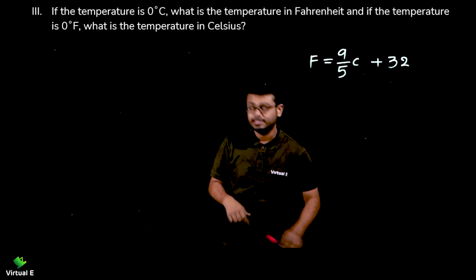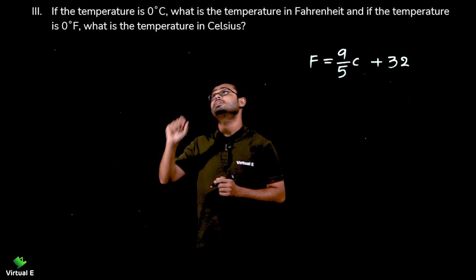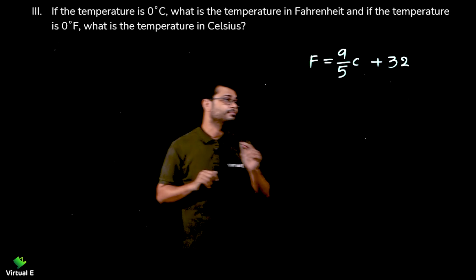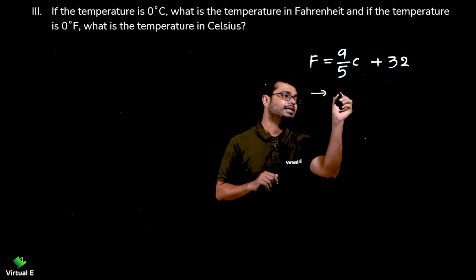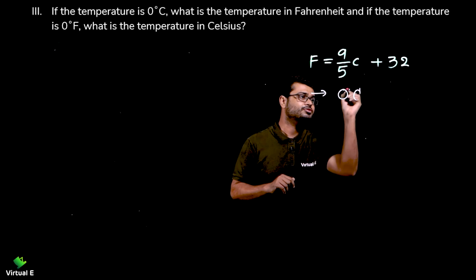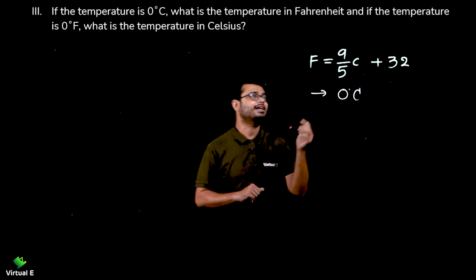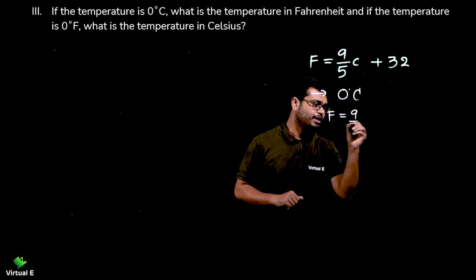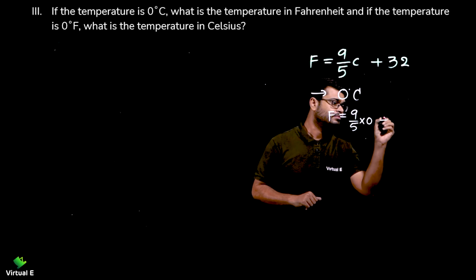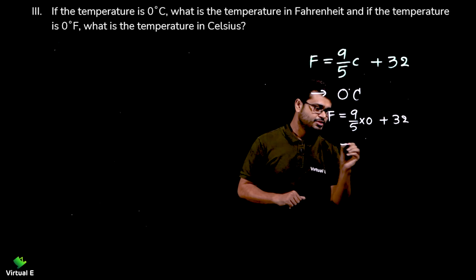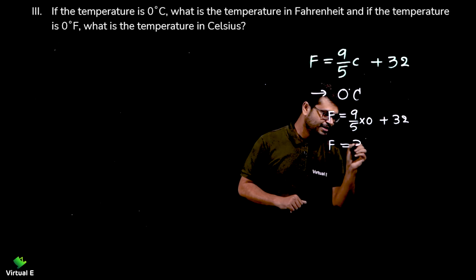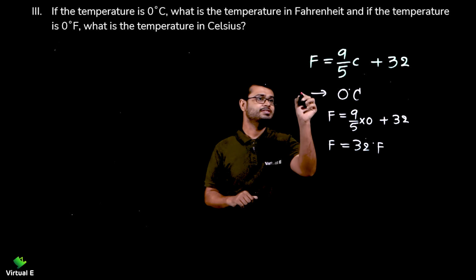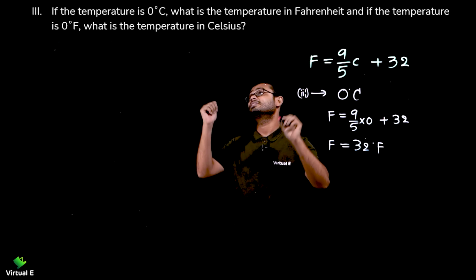Let's start with that interesting one. If the temperature is 0 degrees Celsius, what is the temperature in Fahrenheit? Here the condition is given that if we take 0 degrees Celsius, what value of Fahrenheit will we get? I think that's very apparent. F is equal to 9 by 5 into 0 plus 32. So F is equal to directly 32 degrees Fahrenheit. Very simple it is, right? That is the third case.